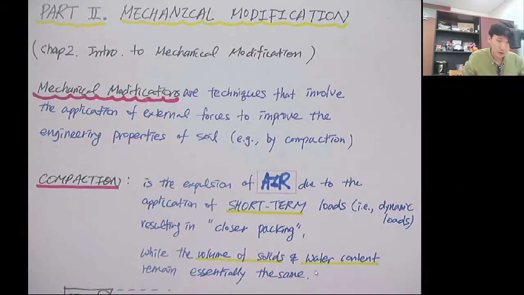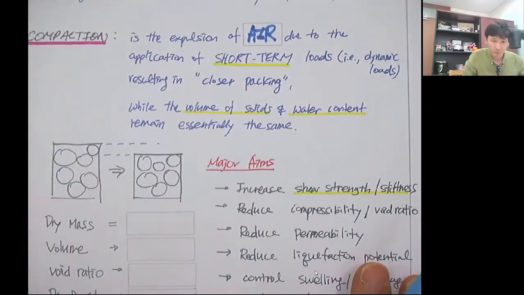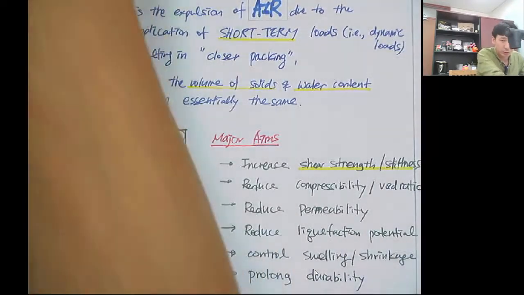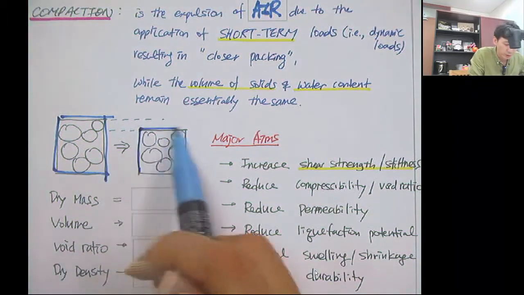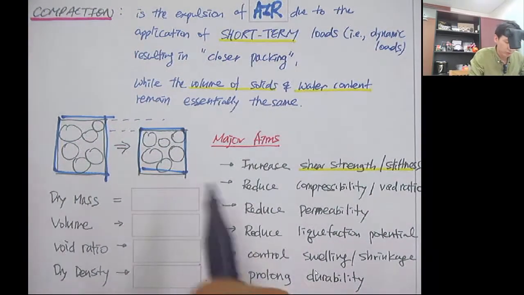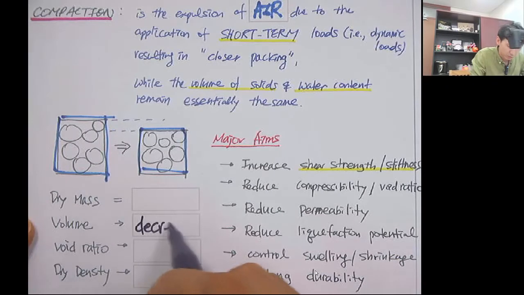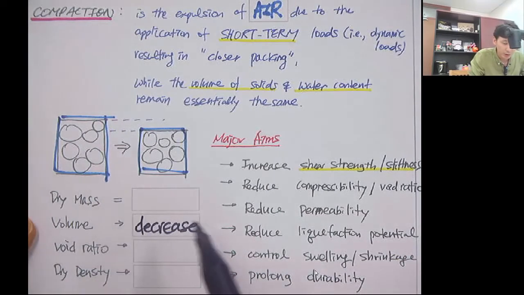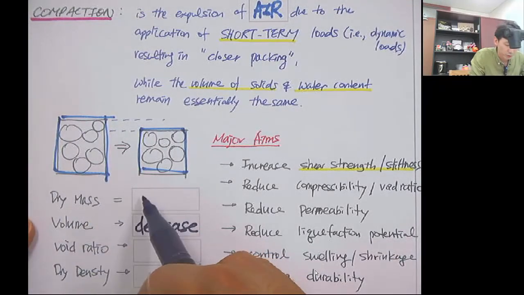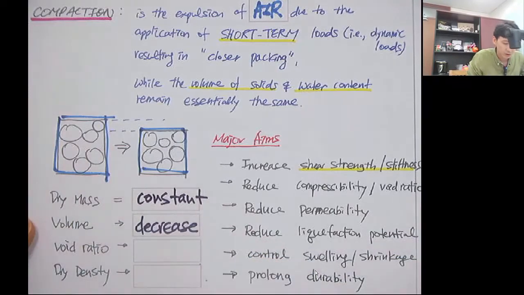So during the compaction, let's say that we have the particles here in this volume before the compaction, and after the compaction, the volume decreases, right? So the total volume decreases, but the dry mass, so the total mass of the solid inside this volume doesn't change, so it's constant. And the void ratio also decreases, and dry density will increase because the volume is decreased.